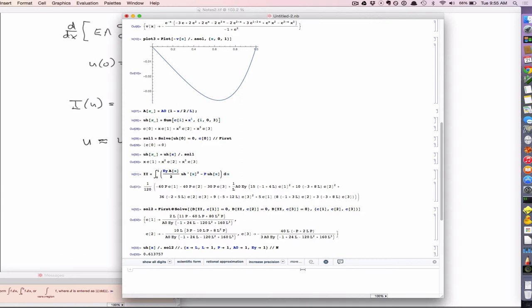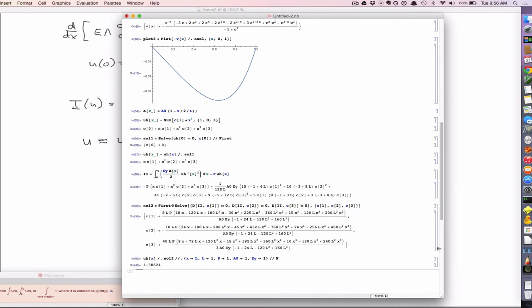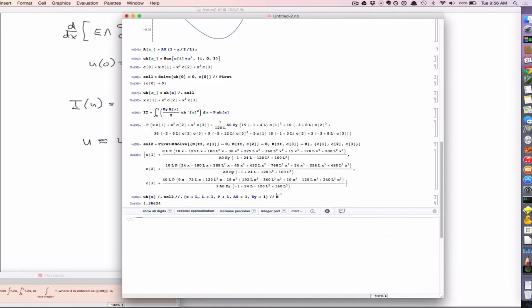I'm afraid that what I wanted to do is not going to work. Ah, I see that there's a problem. I'd accidentally put this P times the approximate solution inside that integral. It doesn't belong there. So I'm just going to reevaluate everything. All right, sorry. So that's the correct approximate solution.